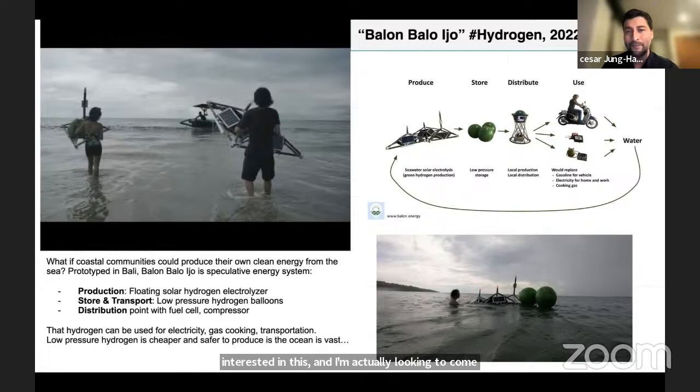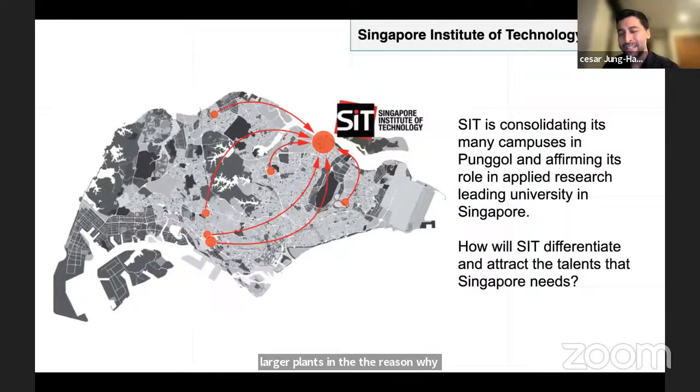The reason why I'm also here and I really want to participate in Fab City is because my university is consolidating its many campuses. My university is very strange.